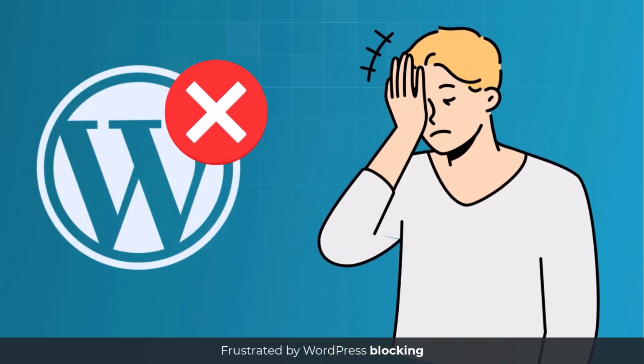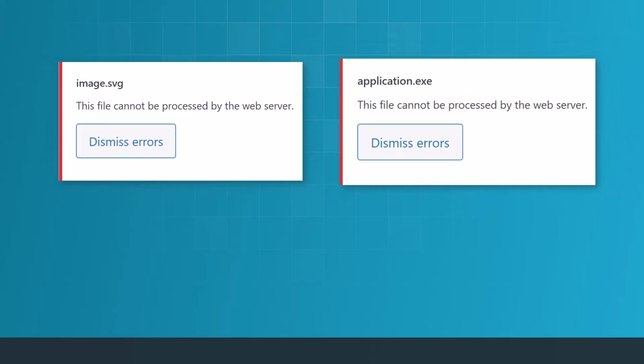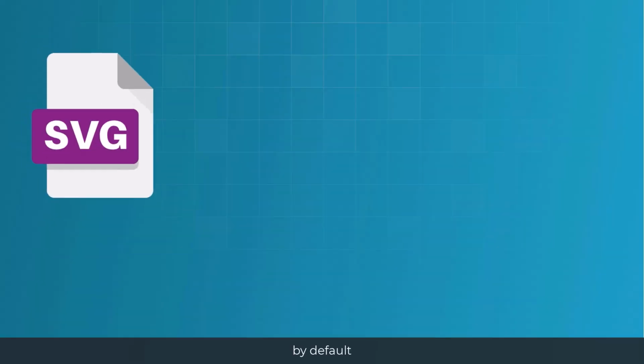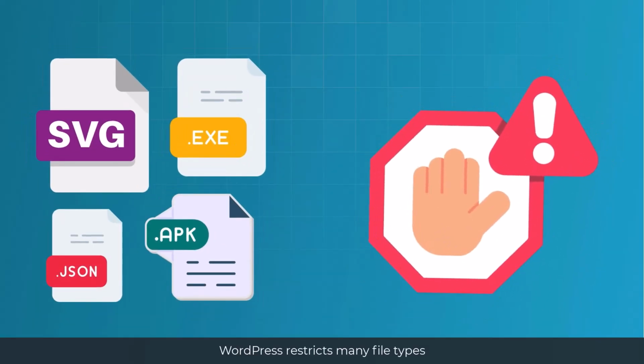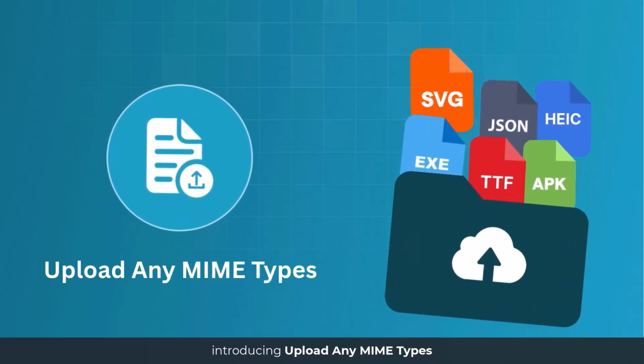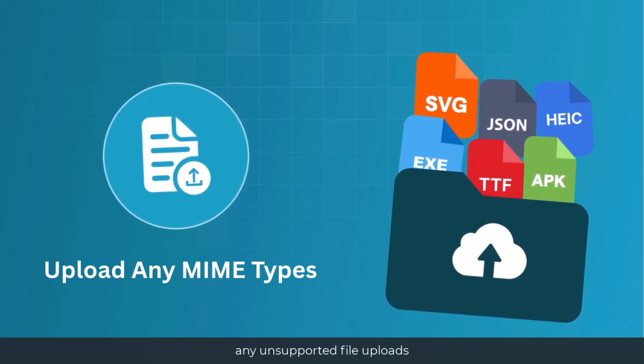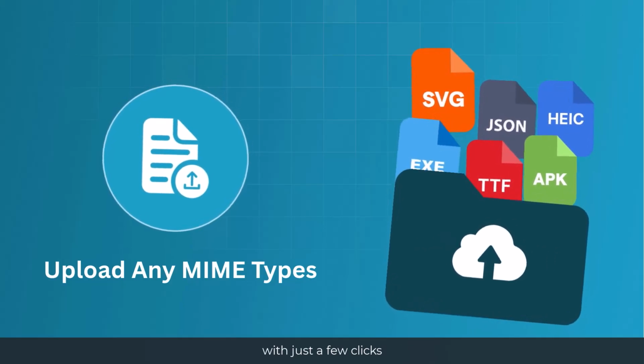Frustrated by WordPress blocking certain file uploads like SVG, exe, or XML? By default, WordPress restricts many file types for security reasons. But now, you're in control. Introducing Upload Any MIME Types, the easiest way to enable any unsupported file uploads with just a few clicks.